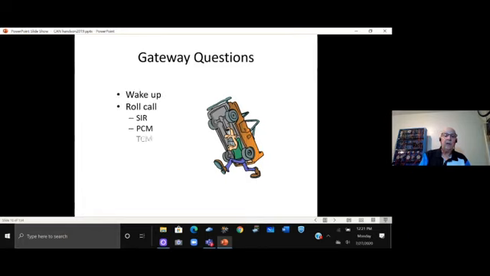What does the gateway do? Now I didn't have time to do this, but I wanted to leave this one slide in. One of the things that I will do, even with technicians, is I have 4 3x5 cards. One has SIR, one has PCM, TCM, and Antilock on it. And then there's 3 scenarios.